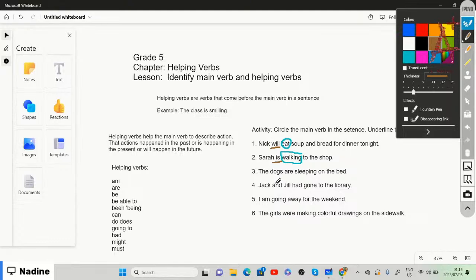Jack and Jill had gone to the library. We need to choose the main verb by circling it and underlining the helping verb. Jack and Jill had gone to the library. Oh, I skipped one. The dogs are sleeping on the bed.